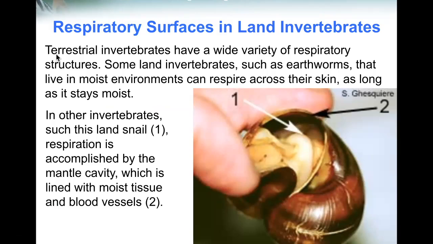Terrestrial invertebrates have a wide variety of respiratory structures. Some land invertebrates, such as the earthworm, that live in moist environments, can respire across their skin as long as it stays moist. In other invertebrates, such as this land snail, respiration is accomplished by the mantle cavity, which is lined with moist tissue and blood vessels.